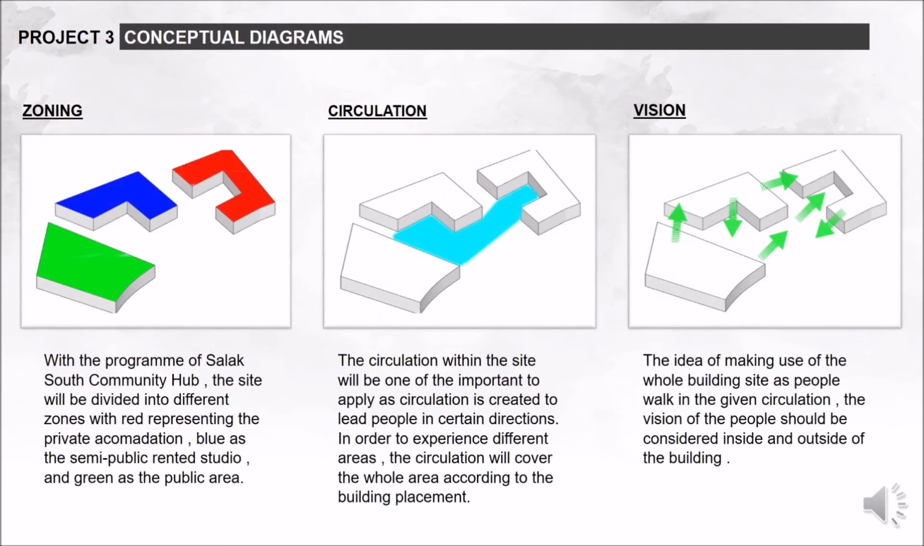Next is the zoning, circulation, and vision. For zoning, with the program of Salak South Community Hub, the site will be divided into different zones, with red representing the private accommodation, blue the semi-public rented studio, and green the public area. For circulation, the circulation within the site will be one of the important things to apply, as circulation is created to lead people into certain directions. In order to experience different areas, the circulation will cover the whole area according to the building placement. For vision, the idea is making use of the whole building site as people walk in the given circulation, so the vision of the people should be considered inside and outside the building.